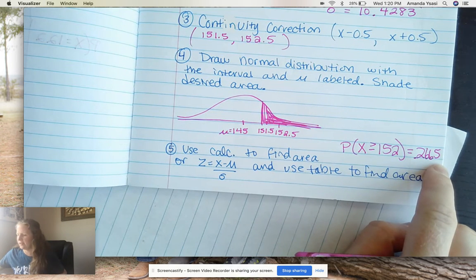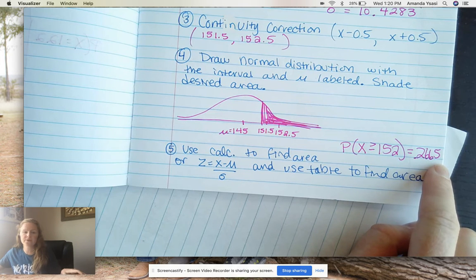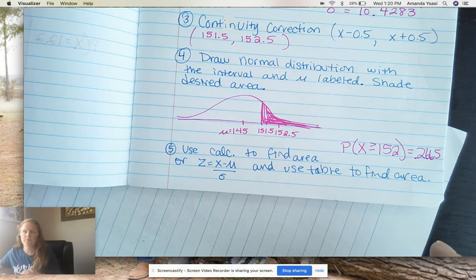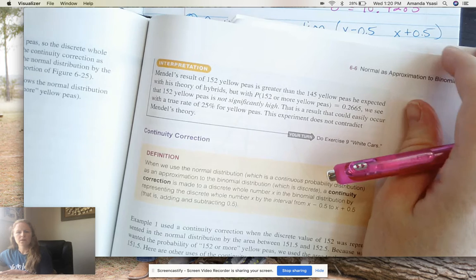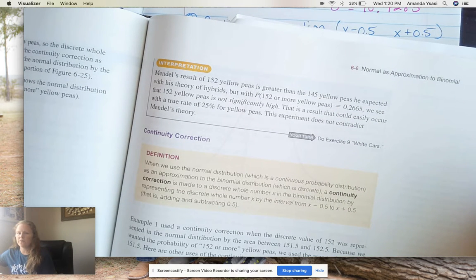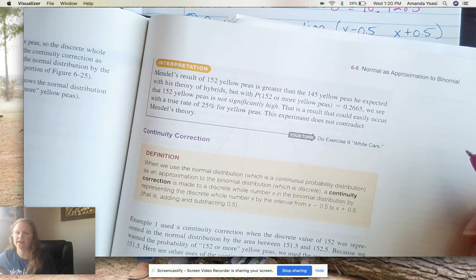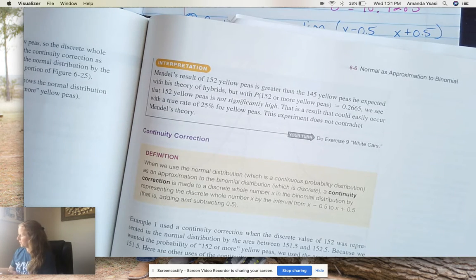Okay, so is that significant? So remember, significant means if it was 0.05 or less, but it's not. So let's look at the interpretation. So the result of 152 is greater than the 145 he expected with his theory. So we see it's not significantly high. That is a result that can easily occur with a true rate of 25% of yellow peas. This experiment does not contradict his theory.